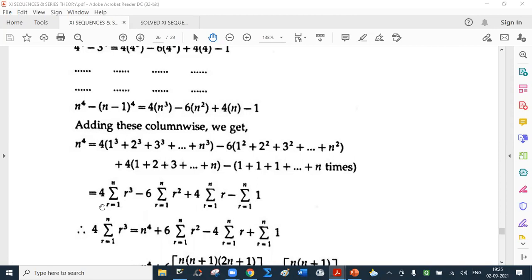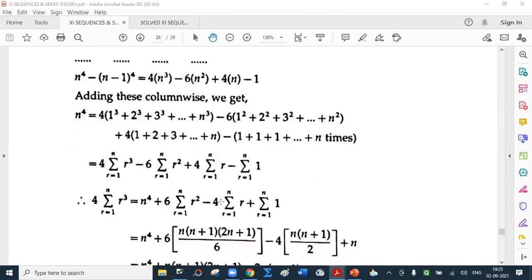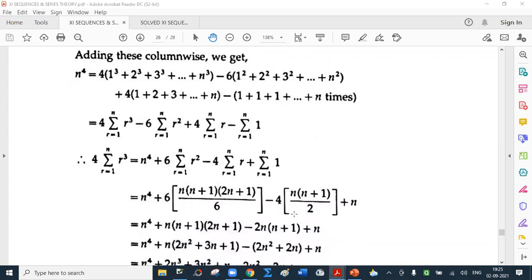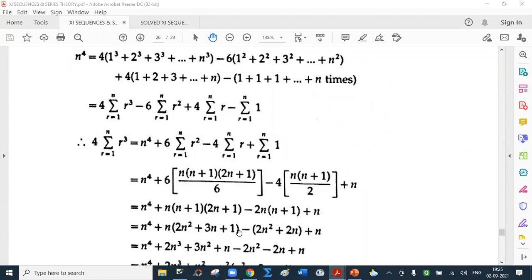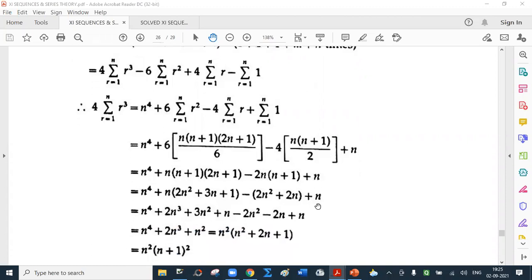Rearrange the terms because we are interested in sigma r cube. So what is sigma r cube? n raised to 4 plus 6 sigma r square minus 4 sigma r plus sigma 1. What is difficult? Addition of fractions. Now substitute the values. Actually, this is not difficult because 6 gets cancelled. So fractions are not involved. So this is n raised to 4 plus n into n plus 1 into 2n plus 1 minus 2n into n plus 1 plus n.